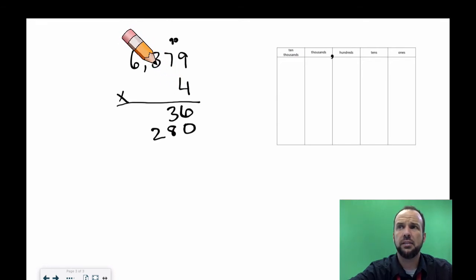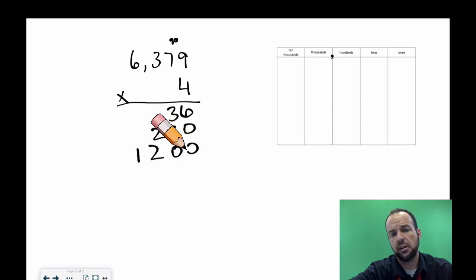4 times 3 is 12, but I'm in the hundreds, so that's got to be 12 hundreds. So that would end up regrouping into 1,000 and 200s, okay? And I'm keeping all of my place value lined up here as well, so when I add them up, I don't get confused and mess something up in that way.